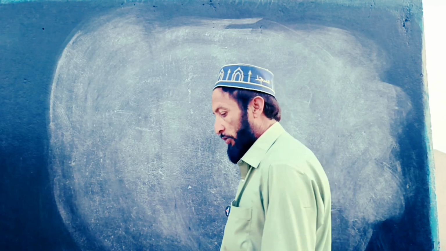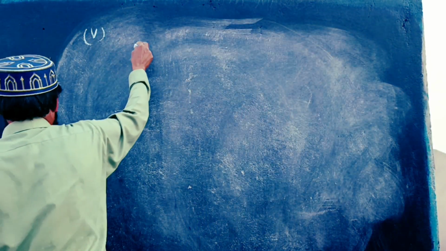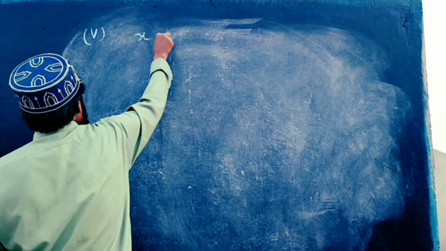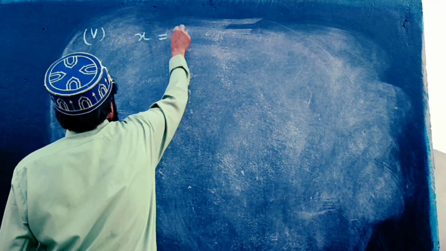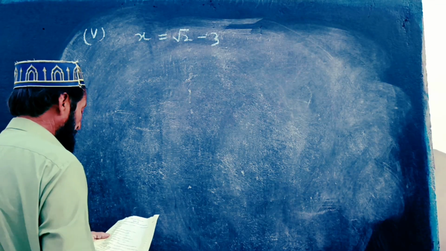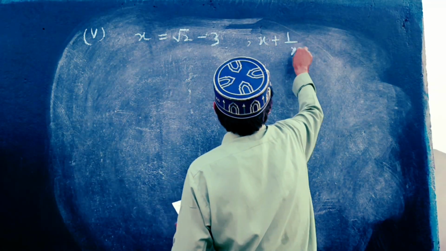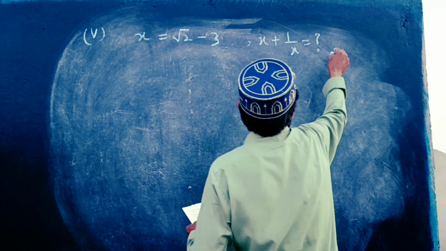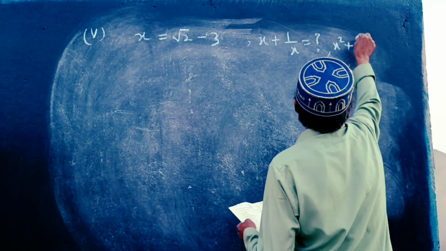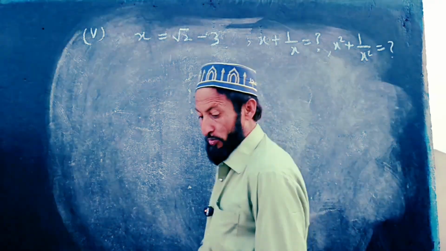Next question, we have question number 5. f(x) is equal to square root of 2 minus 3. How can we find the value of x plus 1 over x? That is unknown. And the second question, x square plus 1 over x square, is also unknown. Very simple question.